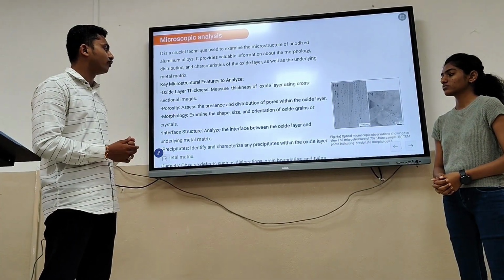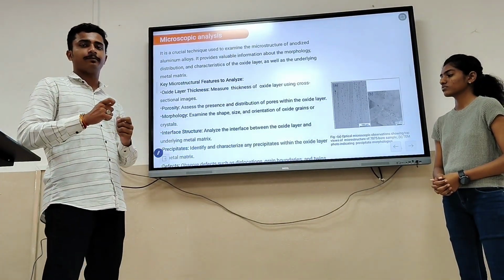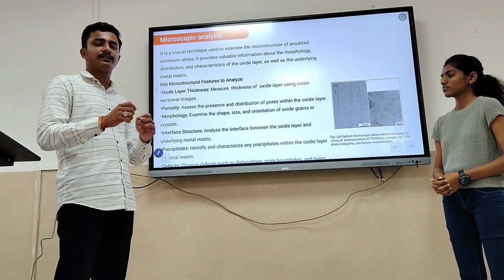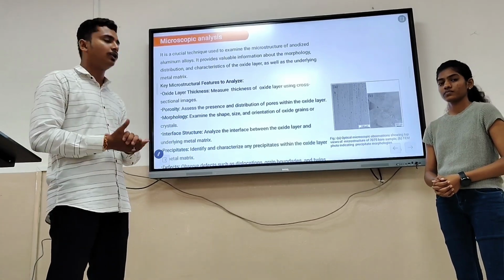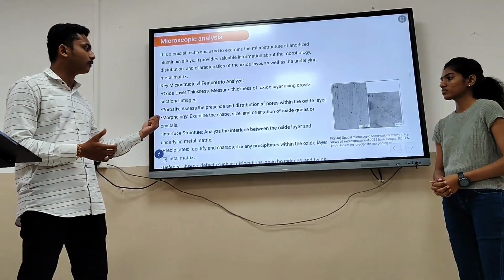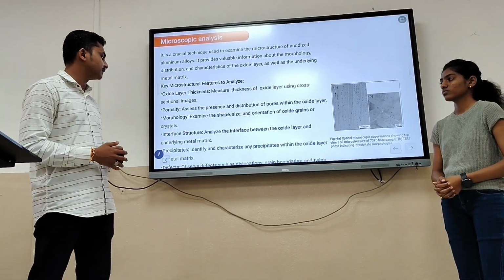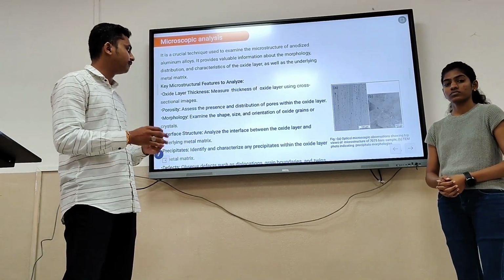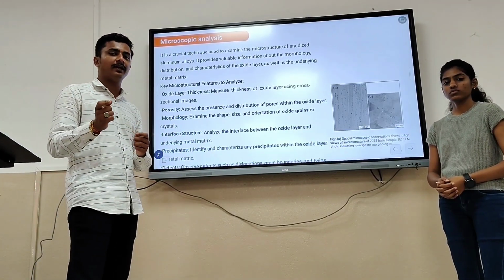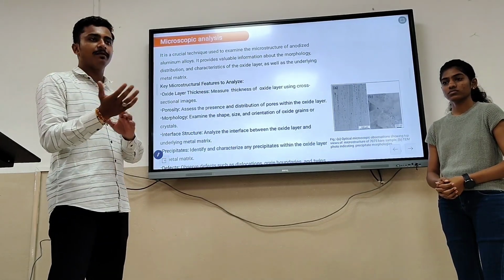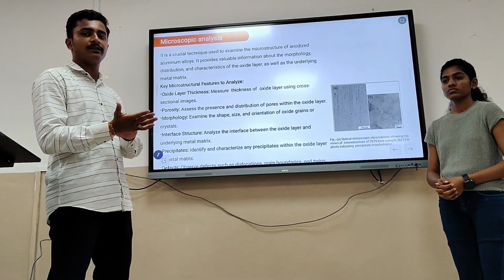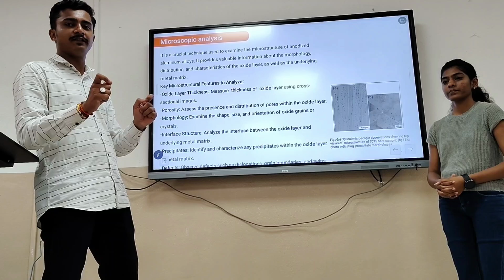The next thing is morphology. We can find the shape, size and orientation of oxide grain boundaries from the morphology. And the next thing is interface structure. We can find the interface between the oxide layer and the underlying metal matrix from the interface structure.